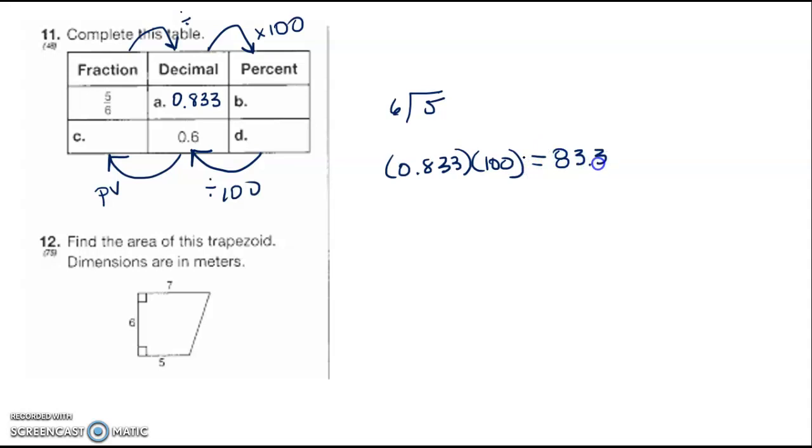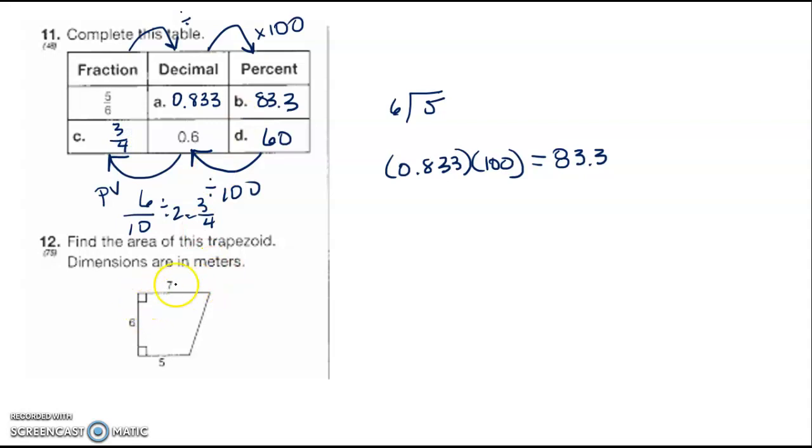So I get 83.3, which goes right here. Okay. Here I have 6/10, so 0.6 times 100 is going to give me 60%. And if you hear me say 6/10, that's 6 over 10. And then I divide by 2, so I get 3 over 4.